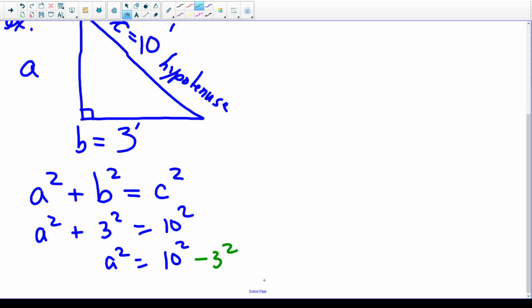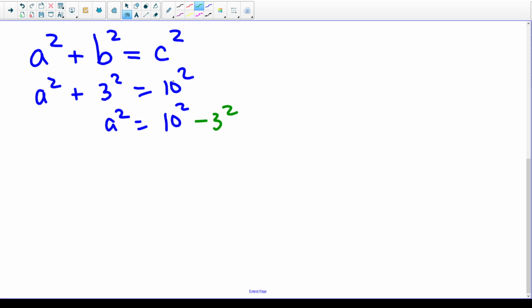And at this point, you have to follow BEDMAS. You cannot do 10 minus 3, which I've seen many students do over the years. You have to do 10 squared minus 3 squared, which would be 100 minus 9. And I'm going to show all the steps here. You could definitely skip some steps, especially if you had a calculator here. You could literally just do 10 squared minus 3 squared on your calculator.